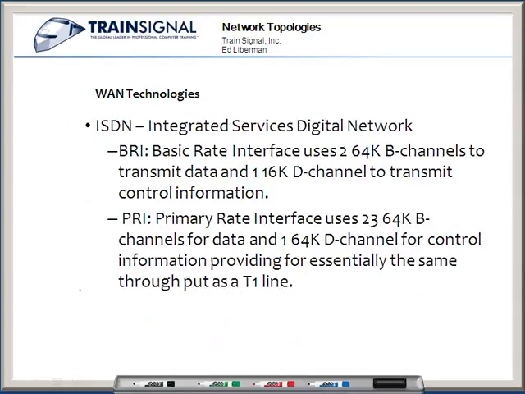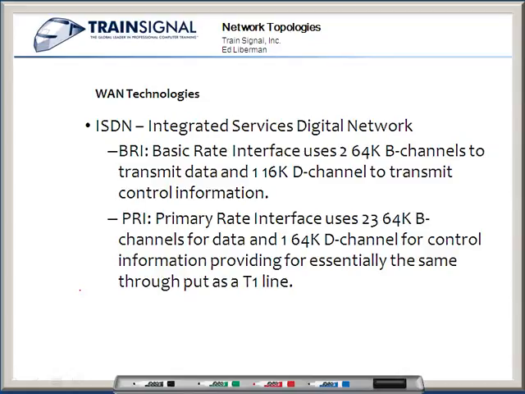Another option that we have, although somewhat out of date, is something called ISDN, Integrated Services Digital Network. Now, the main thing you need to know about ISDN is that there are two different flavors. There is basic rate ISDN, which uses two 64K B channels, which means you're going to get 128K of throughput on your data. And it also uses a 16K, what's called D channel or Delta channel, to transmit the control information about the transmission.